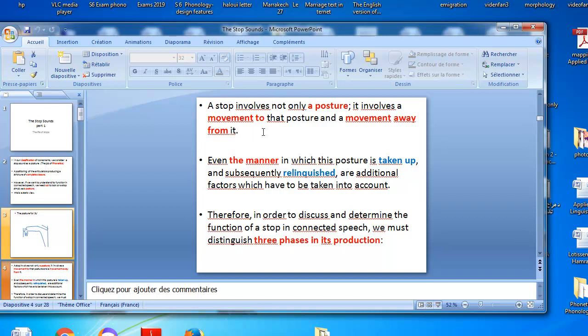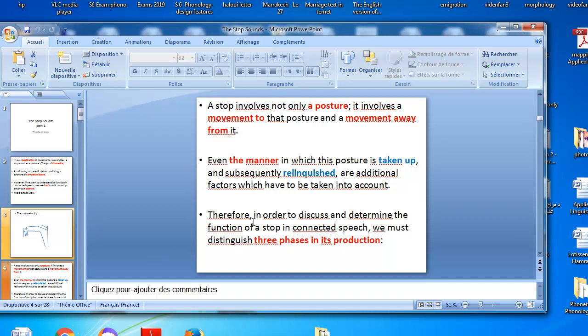So three things here. Now, the manner in which this posture is taken up, this is the movement towards it, and subsequently relinquished, this is the movement away from it. These are additional factors which have to be taken into account if we want to understand how sounds can behave in connected speech. We have to take the three, if you like, phases, the three stages into account. And this is going to be clear through the figure we're going to see later on.